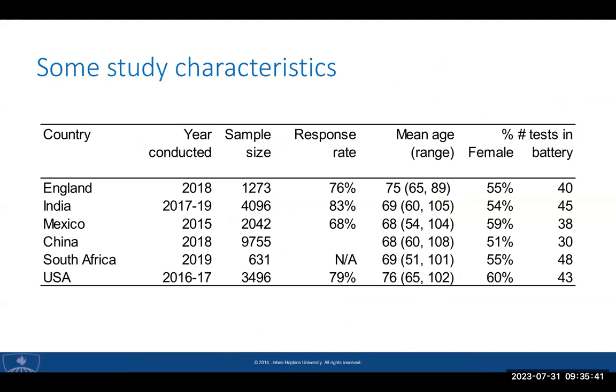Here are some study characteristics of some of the studies. Data collection started as early as 2015 for the MexCog study. And for the first waves of these studies, they went at least through 2019. The response rates were pretty good. The age ranges, as I mentioned earlier, are 65 and above for the US and England studies, but the minimum age varies to some degree across different countries and contexts, because in many of these places, what it means to be an older adult varies as a function of where you are. About half to 60% of the sample is female in each of these studies. And the number of tests in the battery ranges from 30 to about 48 tests.